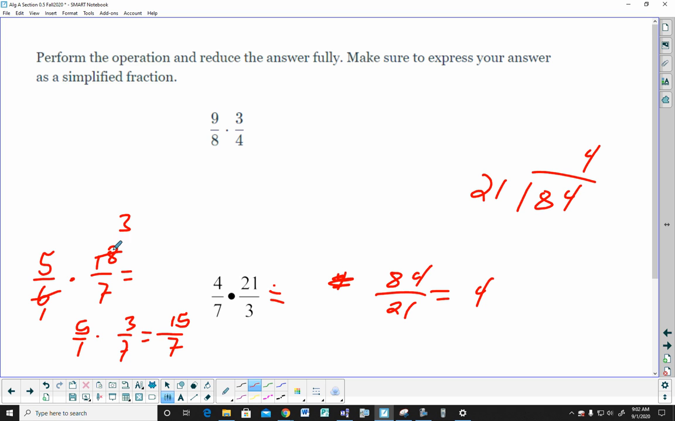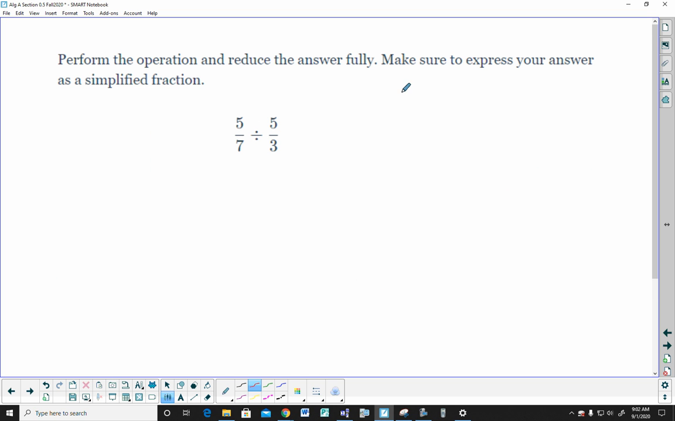If you didn't reduce, I think you get 90 over 42, and then you have to reduce it. 5 times 18, I think, is 90. 6 times 7 is 42. And then you have to reduce this fraction. If you don't reduce it, it's not going to be right in Delta Math. So I think it's easier if you cross cancel first. Okay? All right, dividing.